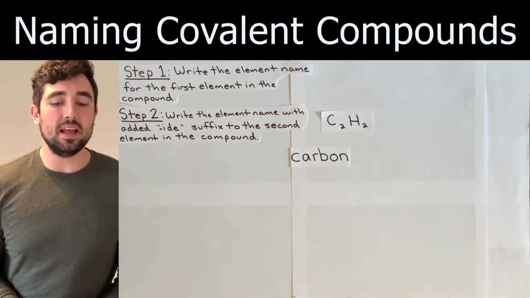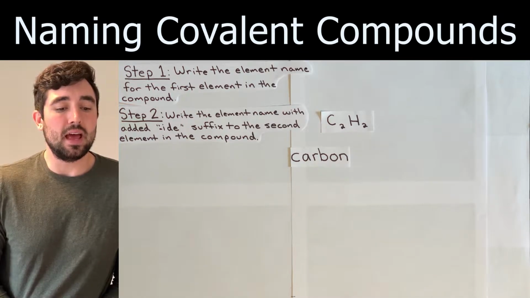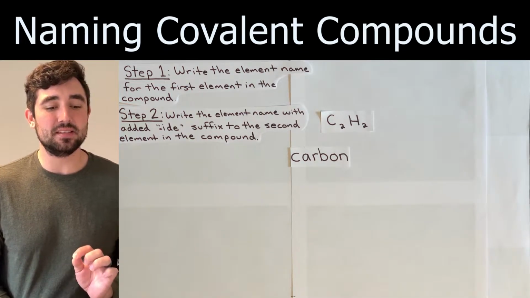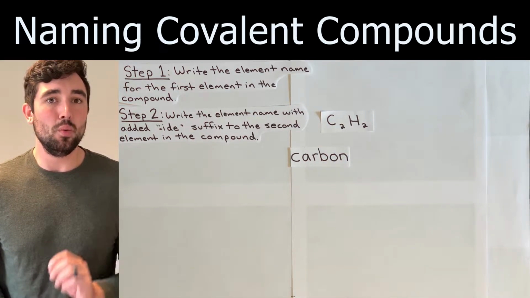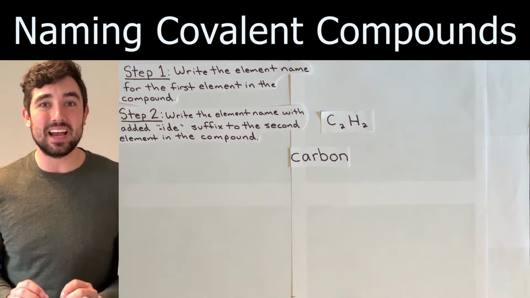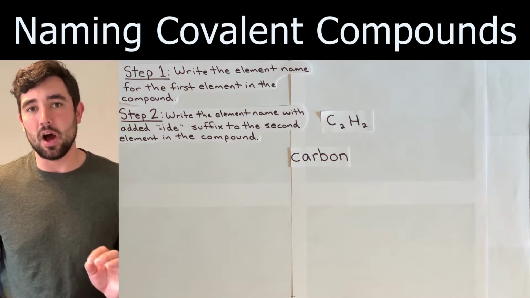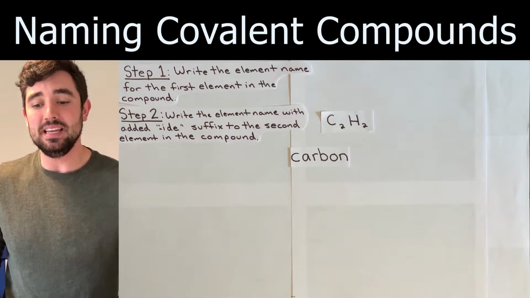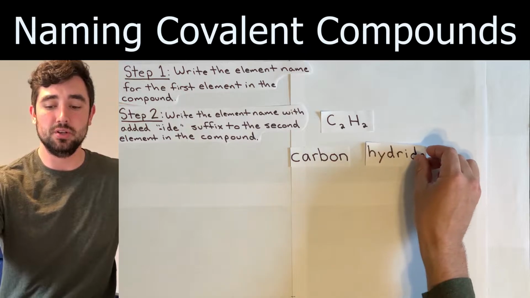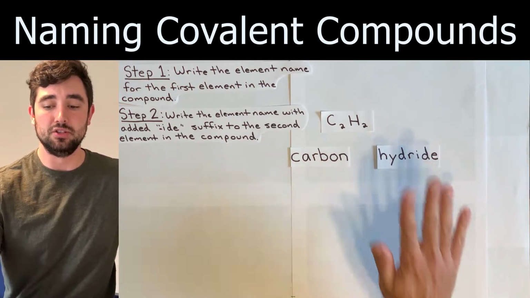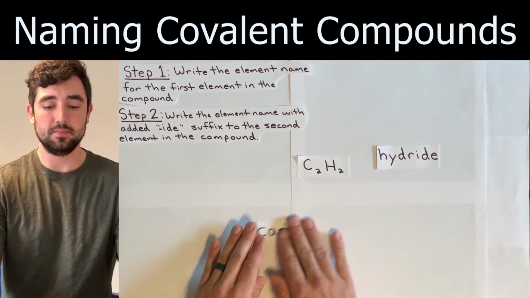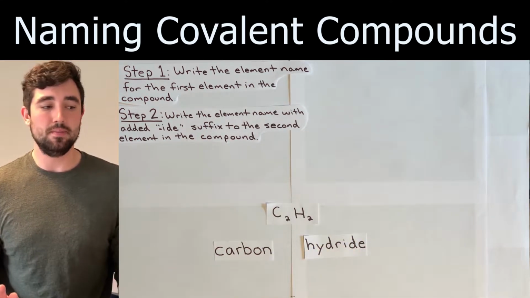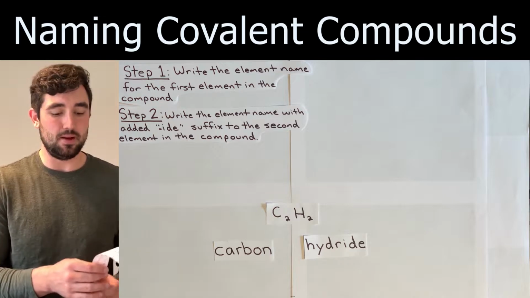Step 2 says write the element name with added IDE suffix to the second element in the compound. So now we're talking about the hydrogen. We need to give it its IDE ending. This is the exact same process as when we were naming ionic bonds. We're giving it an IDE. So hydrogen turns into hydride. I'm going to move these down a little bit, more centered in the screen. Carbon hydride.